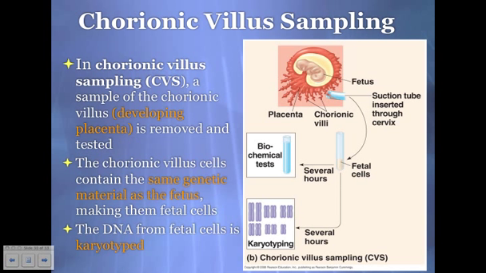So once again, the chorionic villus is a structure that develops into the placenta, and it has the same genetic material as the developing fetus. It actually comes from the zygote. Once the zygote starts to develop, part of the zygote will replicate into the fetus, and the other part will replicate into the amniotic sac and the developing placenta.